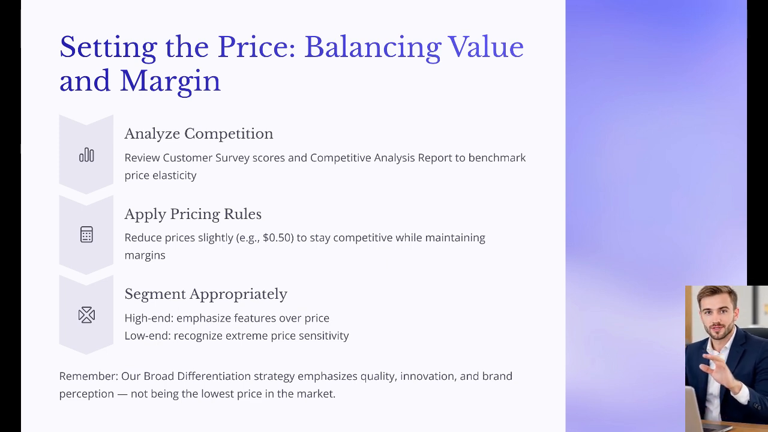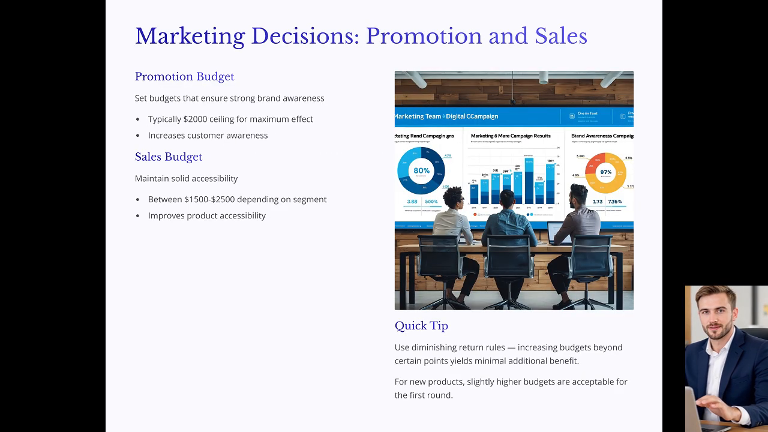Part 4. Marketing decisions, promotion and sales budgets. Let's move on to marketing. For each product, set a promotion budget that ensures strong brand awareness. Typically $2,000 is a safe ceiling for maximum effect. Set a sales budget to maintain solid accessibility, between $1,500 and $2,500 depending on the segment and distribution strategy.